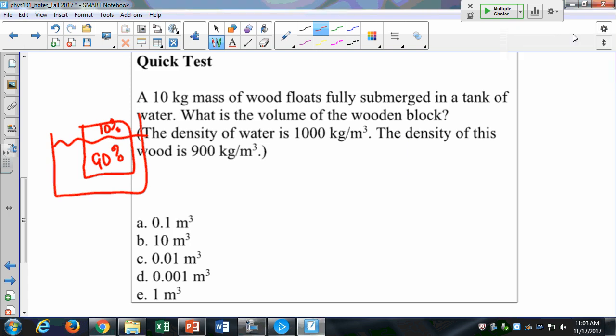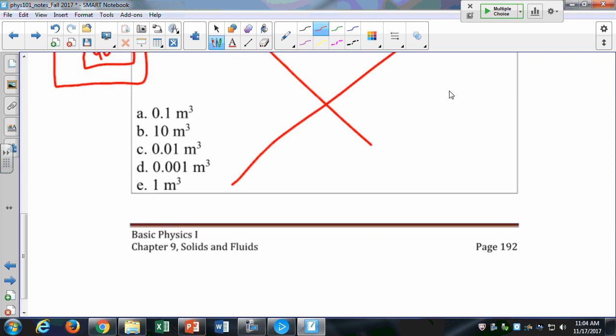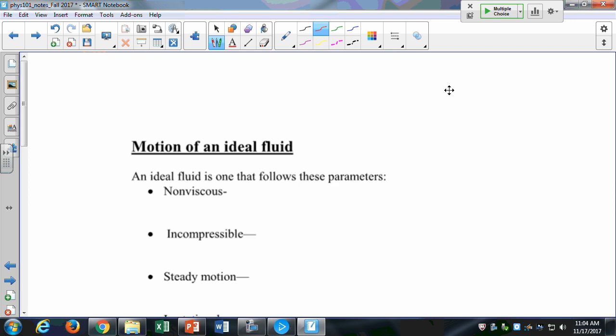So let's get started with the class today. Okay? So we'll just forget about this one. I don't even know what the answer is supposed to be. Oh, let's look at motion of an ideal fluid. We'll come back, we'll see some other questions about this.